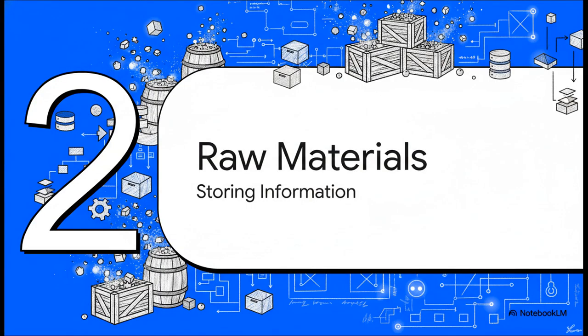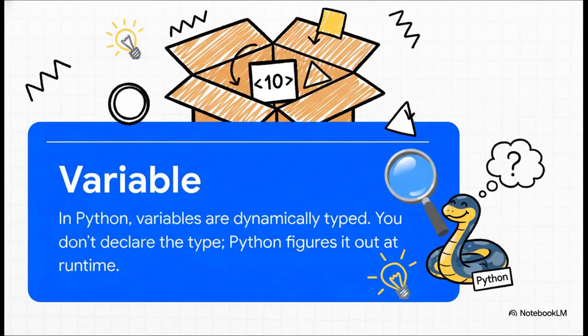Now that we have the blueprint for how Python thinks, we need some raw materials to work with. This is all about how we store and categorize the information our programs are going to use. The most basic piece of raw material we've got is something called a variable. The easiest way to think about it, it's just a labeled box, a container where you can stick a piece of information.